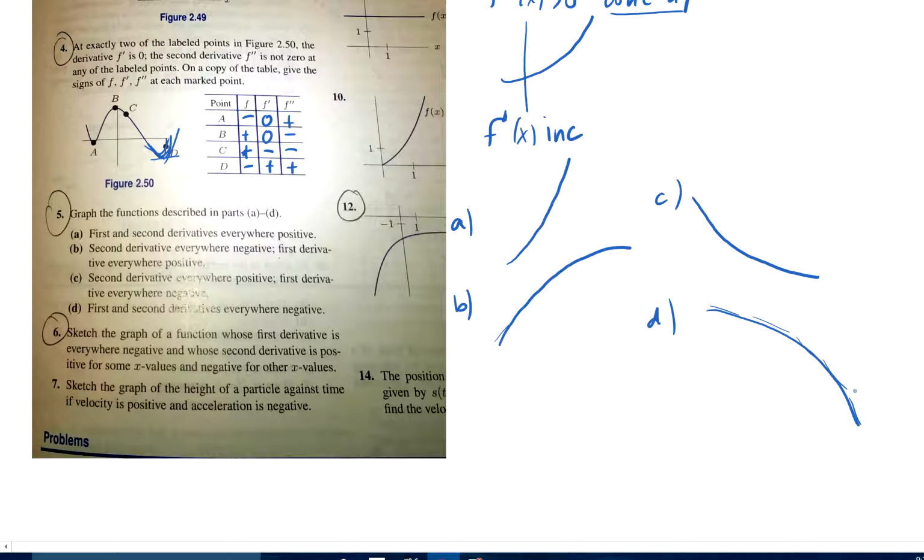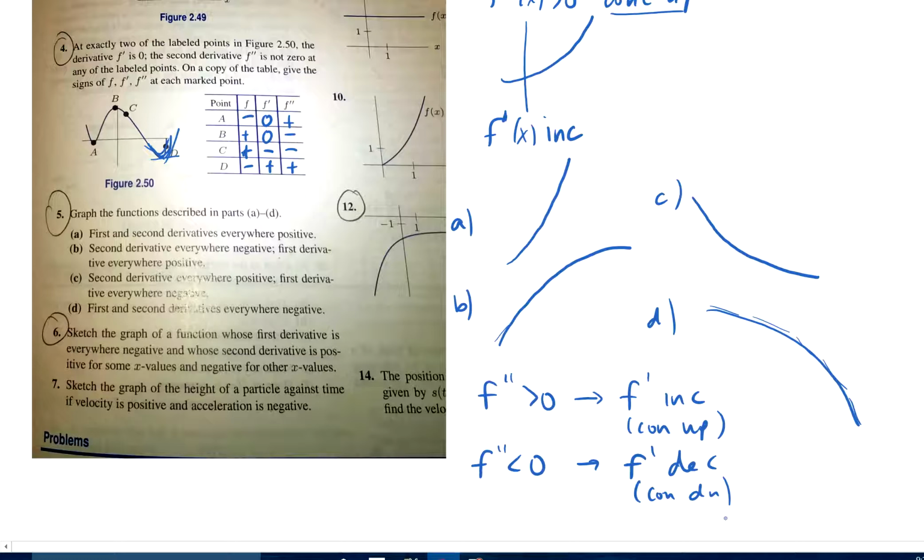So bottom line, f double prime positive means f prime is increasing, which means it's concave up. F double prime negative, f prime decreasing, concave down. There we go.